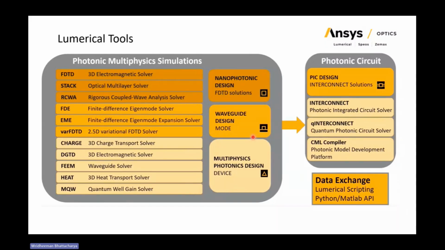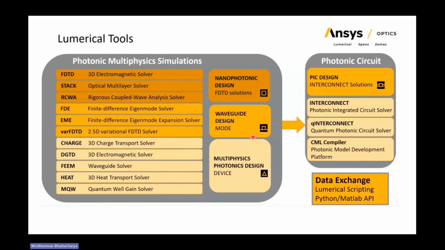Then it offers Q INTERCONNECT, which recently also gives us a quantum photonic circuit solver, along with the CML Compiler, which is a photonic model development platform. The CML Compiler offers the PDKs from different foundries. It offers them from AMF and others, and they offer different PDKs which we can import into our circuits and build our system level designs.